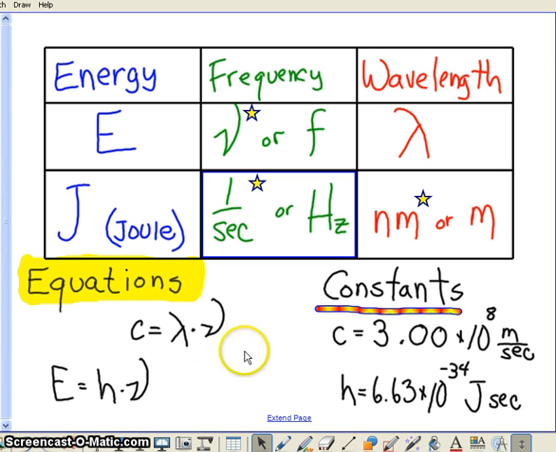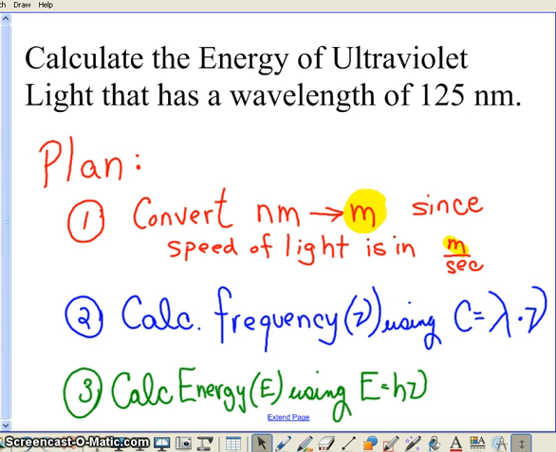You do not have to memorize these two equations, nor do you need to have memorized the constants. For the upcoming test, you will be given the equations, and never will I ask you to memorize constants. A typical calculation might be asking you to calculate the energy of ultraviolet light, given that that light has a wavelength of 125 nanometers.